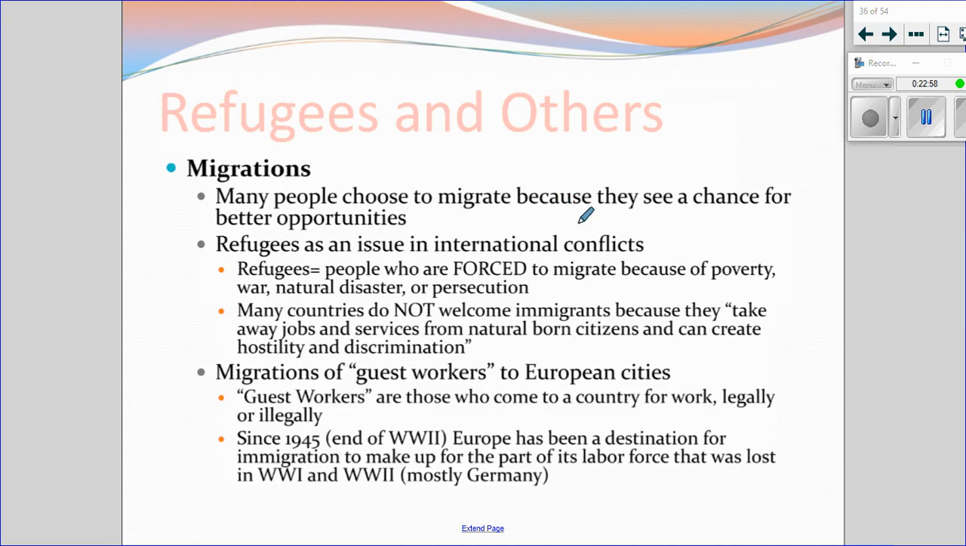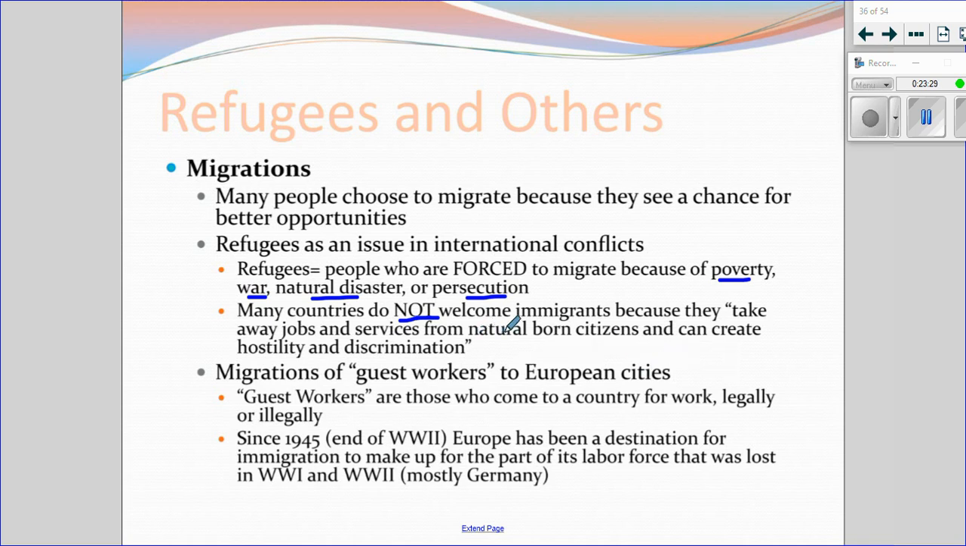Let's take a look. So you have migrations. Many people choose to migrate because they see a chance for a better opportunity. Refugees are typically people who migrate because they are forced to migrate because of poverty, war, natural disaster, or persecution. Many countries do not welcome immigrants because they take away jobs and services for natural born citizens and can create hostility and discrimination. Right?